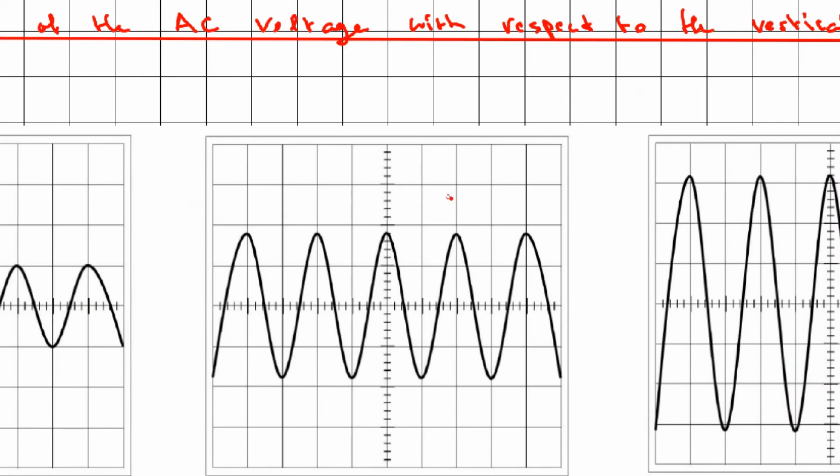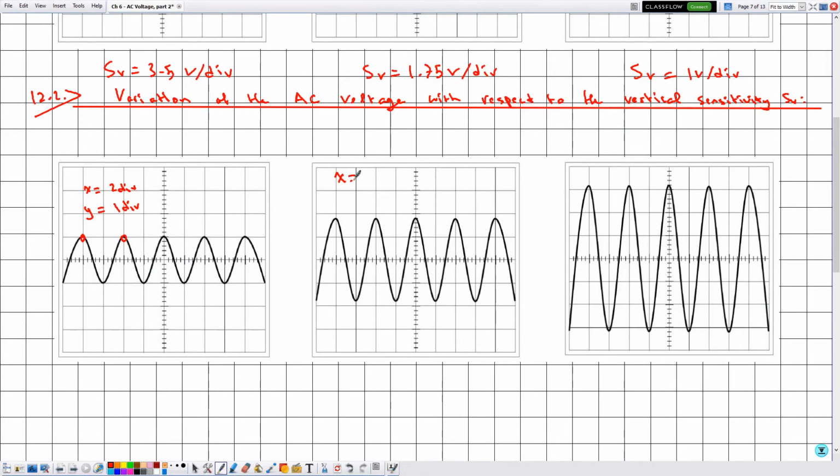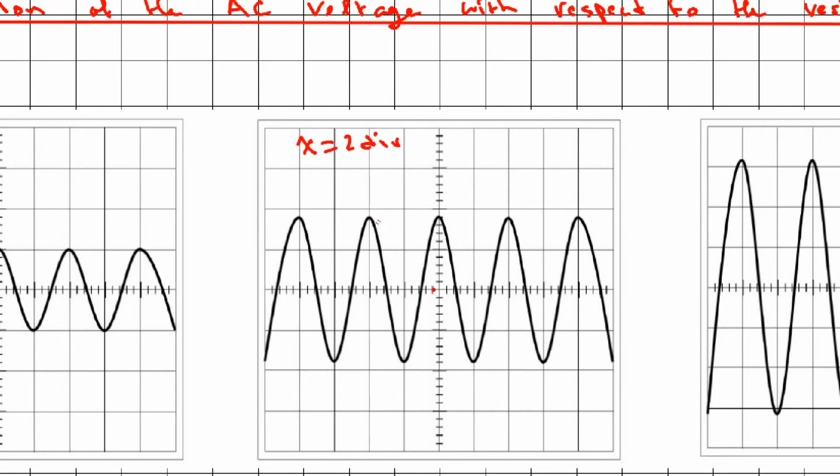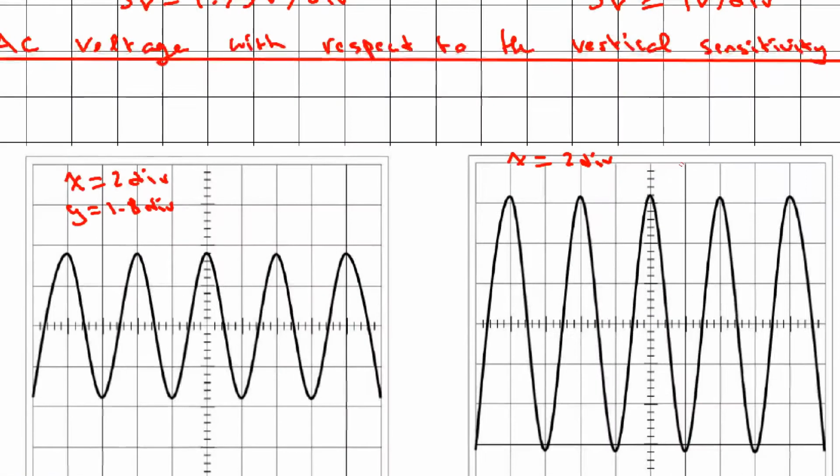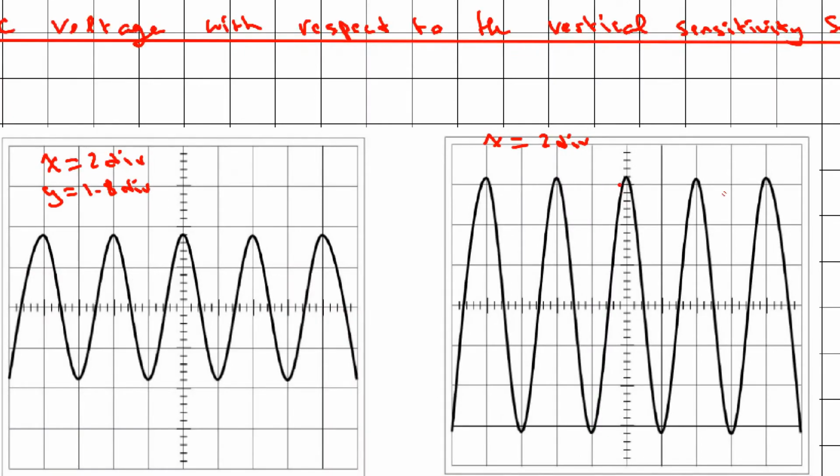In this case, x is also given by 2, whereas the value of y is given from the center to the maximum point. In this case, y is equal to 1.8. And in this case, x is also given by 2, the number of divisions between 2 consecutive peaks, and the value of y is given by 3.2.